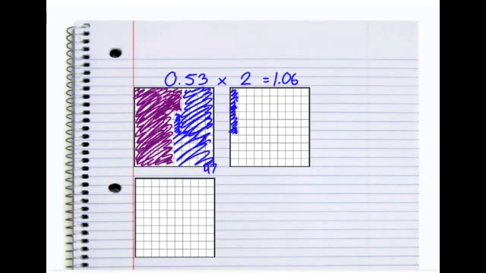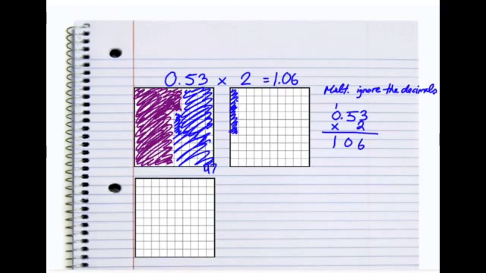Now, when I go to solve this problem mathematically, I wonder if there's a way that we can get the same answer. Well, there absolutely is if we use the algorithm. So first of all, let's multiply our numbers, just ignoring the decimals. So 53 times 2. Multiply the numbers. 2 times 3 is 6, 2 times 5 is 10, carry the 1, 2 times 0 is 0, plus 1 is 1. All right, that was easy enough.